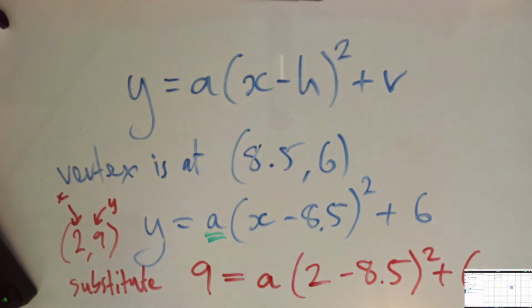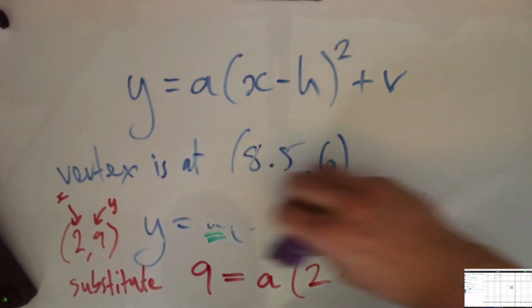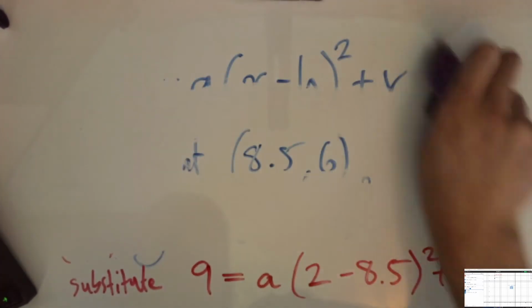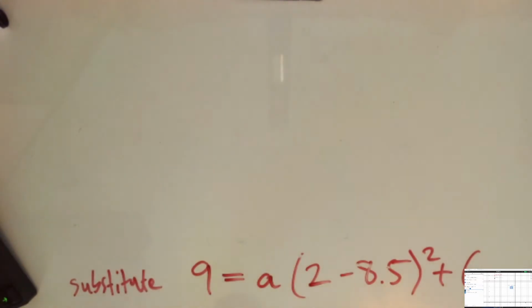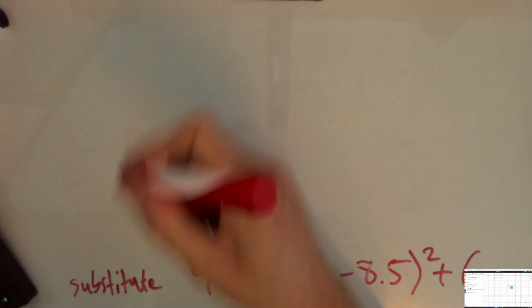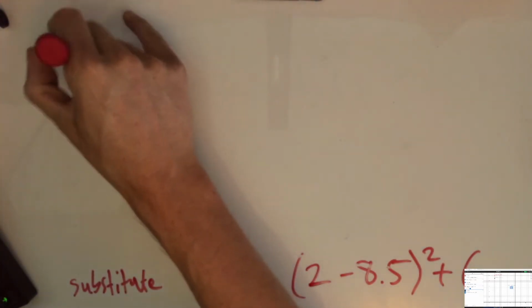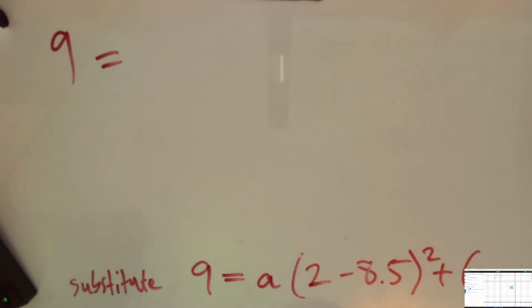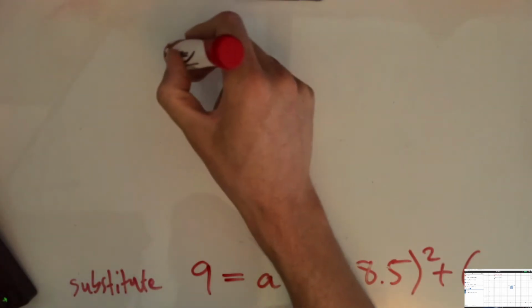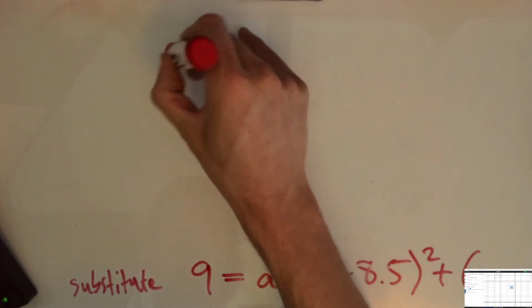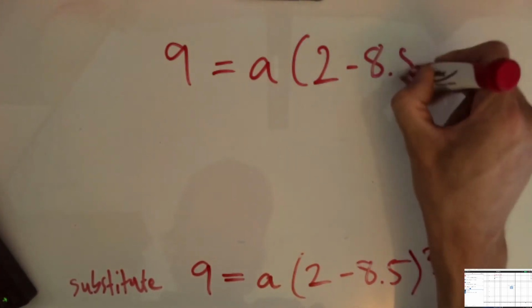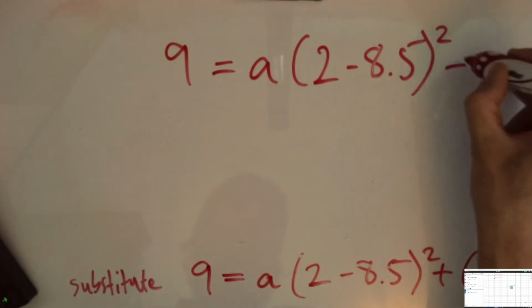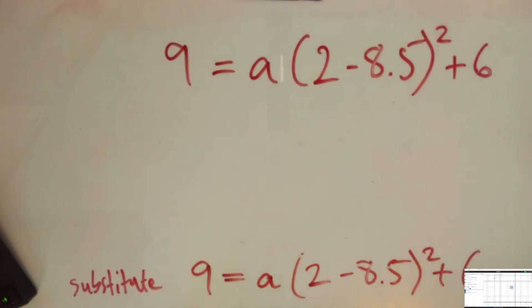Okay, let's move that up and then we will solve it. So I'm going to move it up to here. Where's the maximum amount of space? Oh no, actually we want some space on the left. So when you're doing this in your books, give a little bit of space on the left to do some calculations. 9 equals a, (2 minus 8.5) all squared plus 6. That's what we're working with.